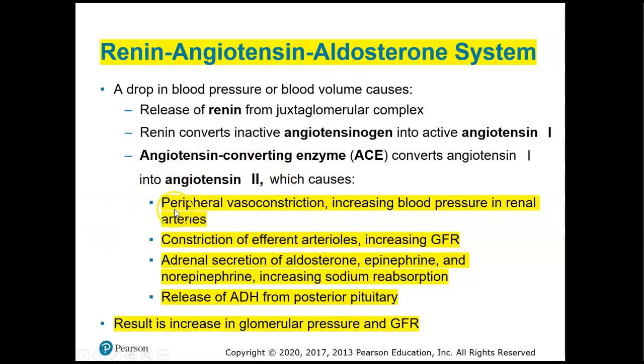So the combined effects are peripheral vasoconstriction, so constriction of peripheral blood vessels. That increases blood pressure in the renal arteries. It increases blood pressure, period, but it would increase blood pressure in the renal arteries. Constriction of efferent arterioles, which increases GFR. We already talked about that.